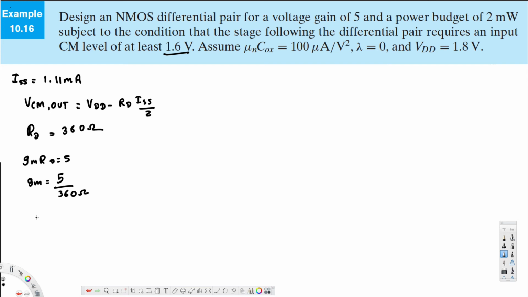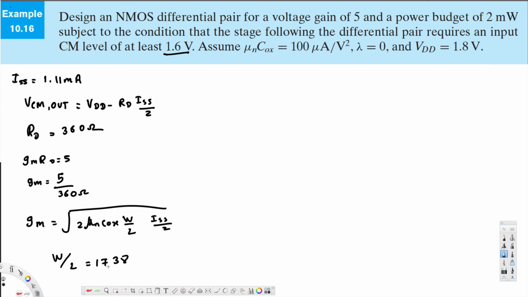Now we want to find W over L. That's our final thing to find. So let's write the equation for the transconductance: gm is given by the square root of 2 μnCox W over L times ISS divided by 2. If you solve for W over L, that is 1738. So a large aspect ratio arises from the small drop allowed across the load resistors. And this is our final answer.